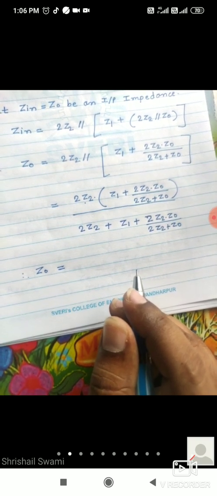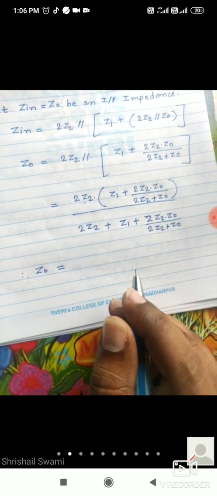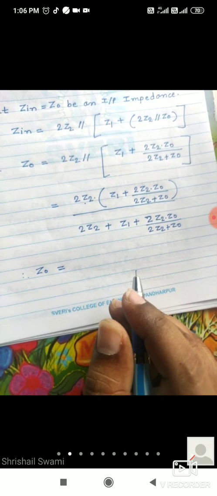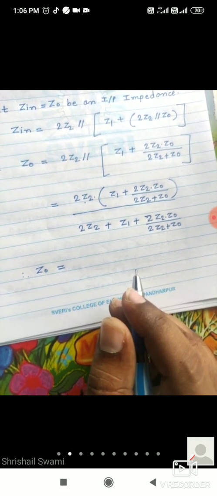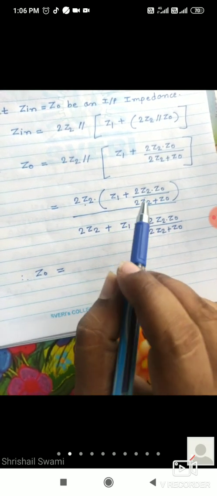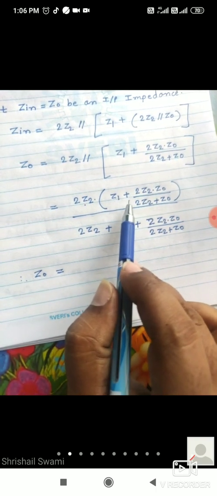Anyone? काय करू शकतो आता? You have one option, that is this bracket you can solve.